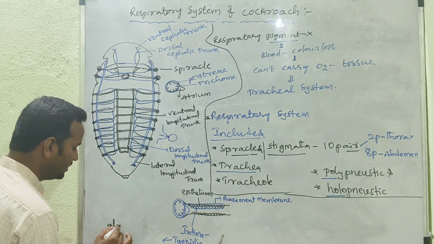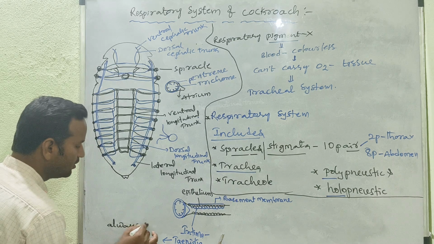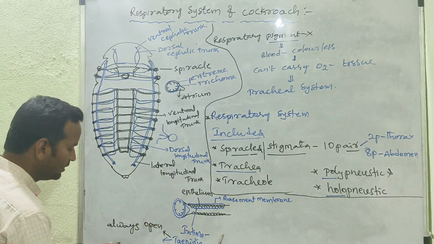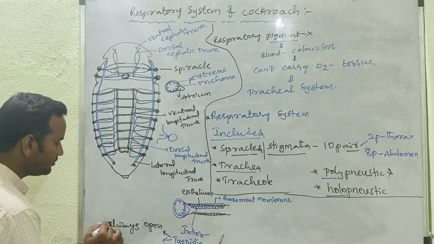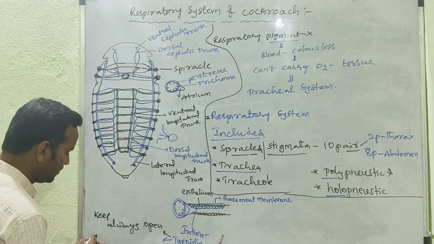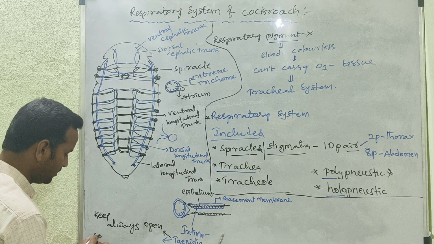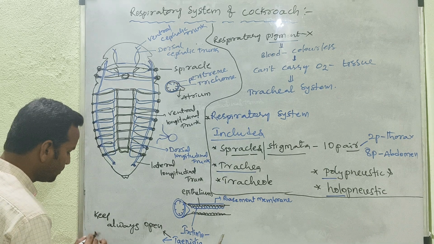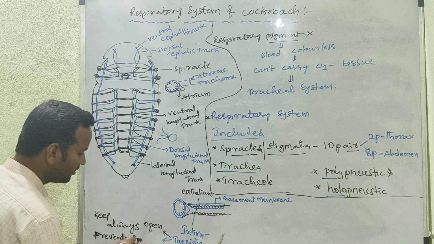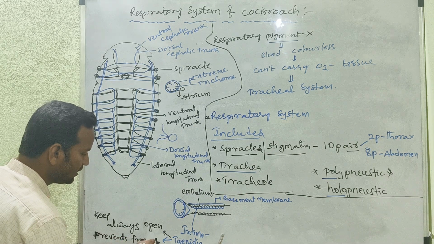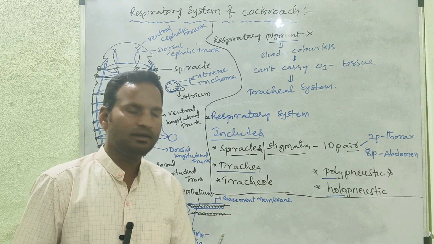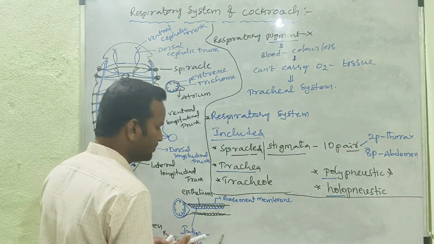Keep it always open, that is one function. The next function is to prevent the trachea from collapse. This is the function of taenidia. Got it? The next one is what?